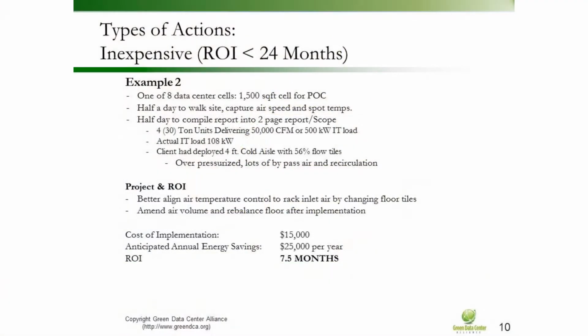They did, in a 1,500 square foot room, they had 4 30-ton CRAC units delivering 50,000 CFM or 500 kW of IT load. The actual IT load was 108 kW, which is astounding. So really, essentially, the temperature in the entire room was one single temperature. So it doesn't matter if you're hot or you're cold or whatever, but if your delta T, the difference between what's coming out and what's coming back, is only a couple degrees, you're not doing something right.